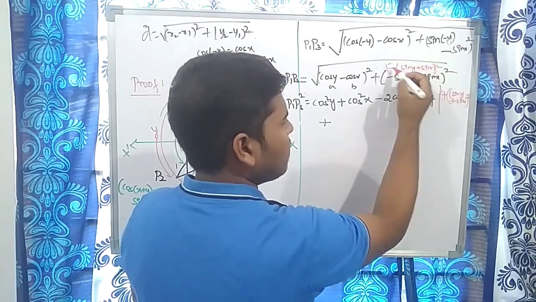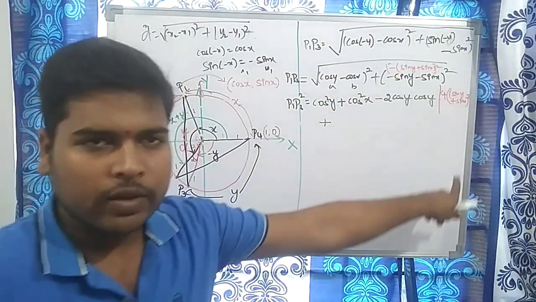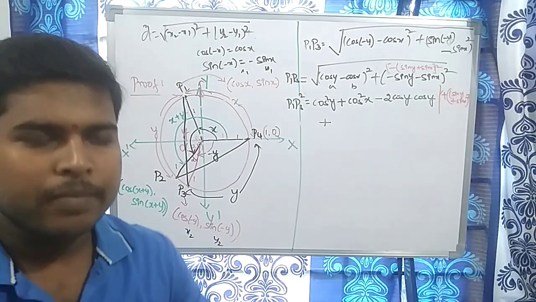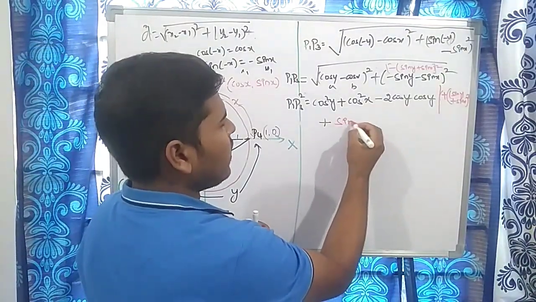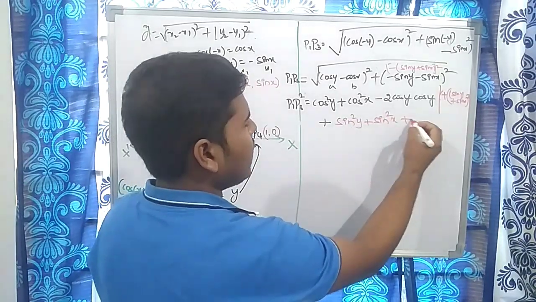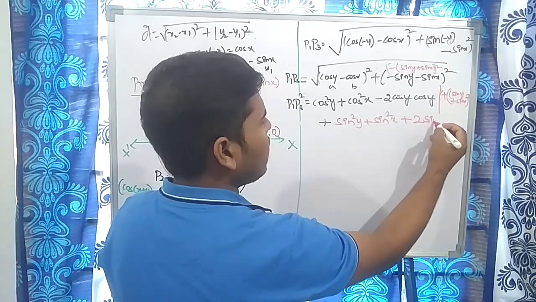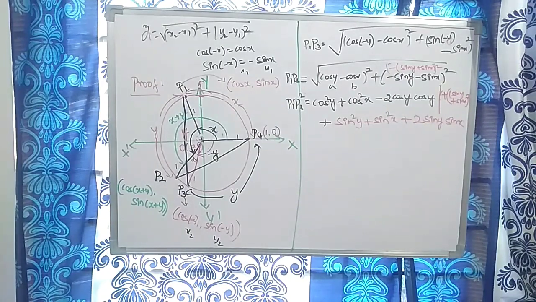Here the square is there, and minus square is plus: sin y plus sin x whole square. That is nothing but the a plus b whole square formula: a square plus b square plus 2ab. Important step here: we take minus common, then it is 2 times a plus b whole square. Then, next step.